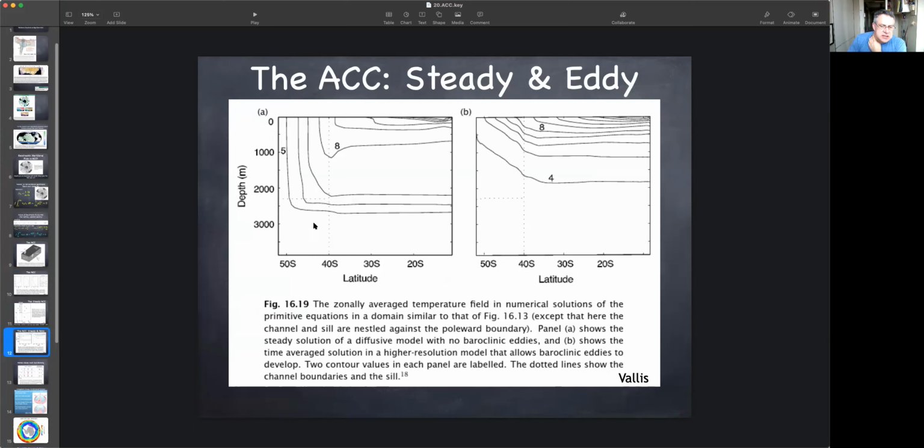This is actually two numerical model simulations. The one on the left is using a numerical model that does not have eddies in it, and the one on the right is a numerical model that does have eddies in it. So the one that does not have eddies has a simplified, just horizontal diffusion operator, whereas the eddies transport fluid however they want to transport fluid.